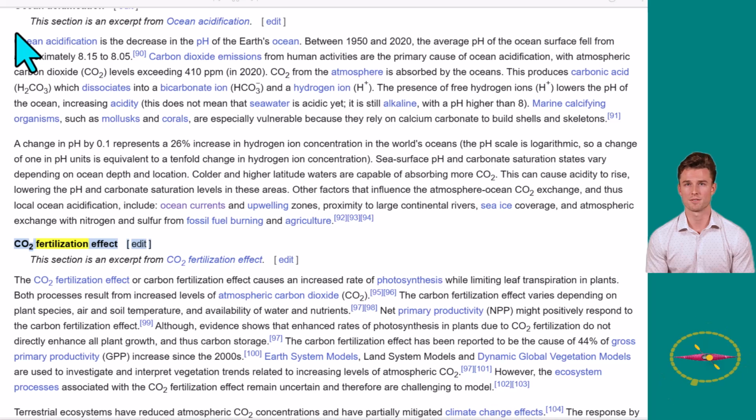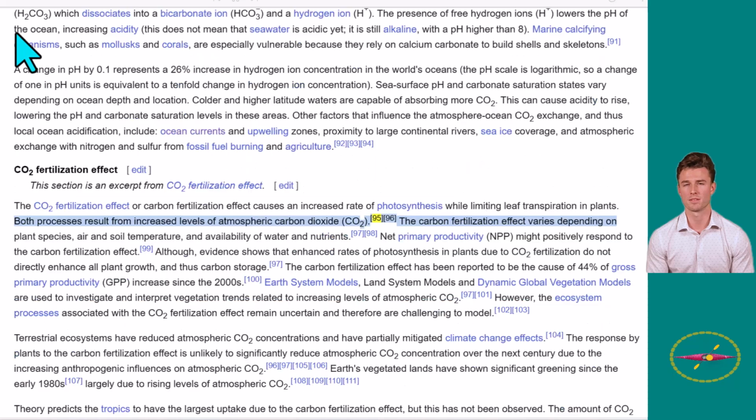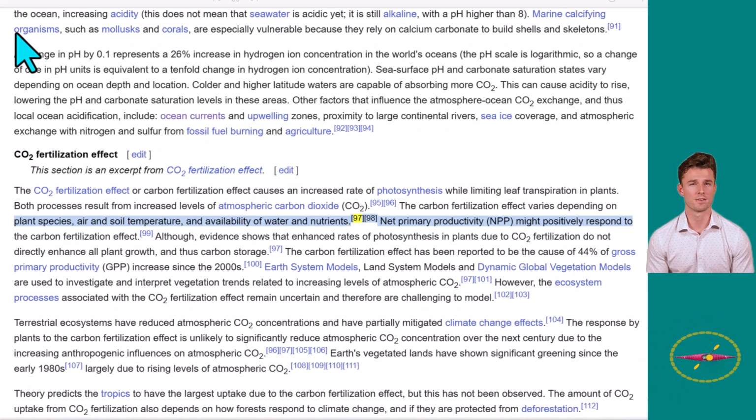CO2 fertilization effect. The CO2 fertilization effect or carbon fertilization effect causes an increased rate of photosynthesis while limiting leaf transpiration in plants. Both processes result from increased levels of atmospheric carbon dioxide, CO2. The carbon fertilization effect varies depending on plant species, air and soil temperature, and availability of water and nutrients. Net primary productivity, NPP, might positively respond to the carbon fertilization effect.